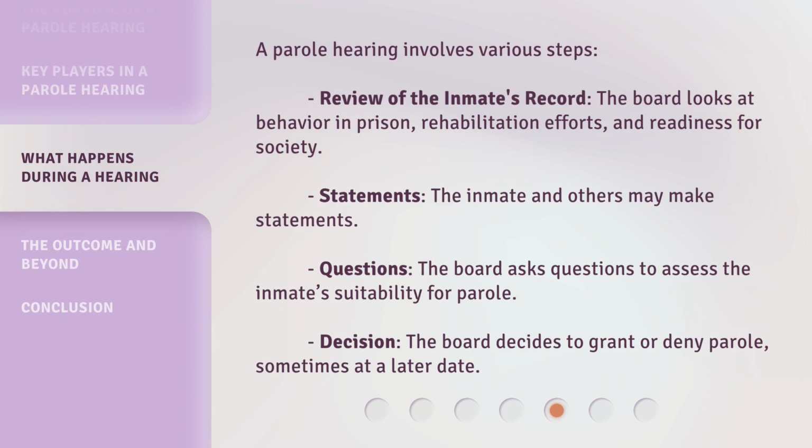A parole hearing involves various steps. Review of the inmate's record. The board looks at behavior in prison, rehabilitation efforts, and readiness for society. Statements. The inmate and others may make statements. Questions. The board asks questions to assess the inmate's suitability for parole. Decision. The board decides to grant or deny parole, sometimes at a later date.